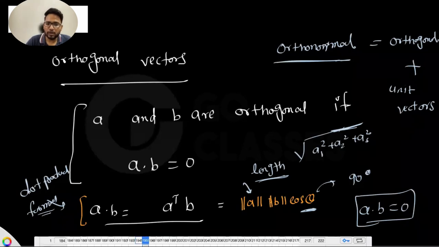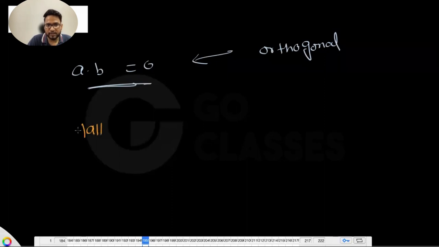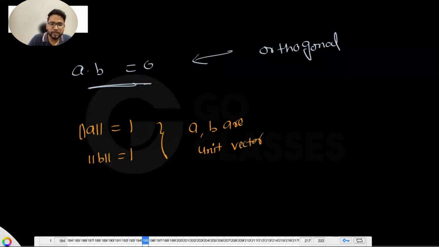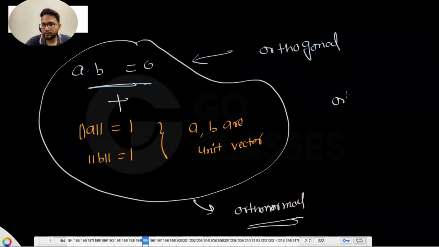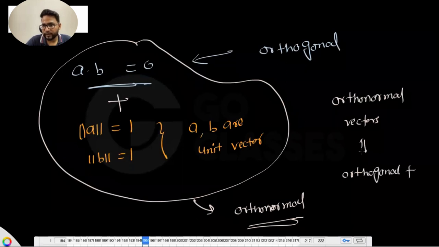Okay, so orthogonal, you got it right. A and B are called orthogonal if A dot B is zero. And they are also called orthonormal if they are unit vectors, which means the length of A is 1 and the length of B is 1. If these two combine, which means they are perpendicular to each other and unit vectors, conventionally they are called orthonormal. Orthonormal vectors are nothing but orthogonal plus unit vectors.